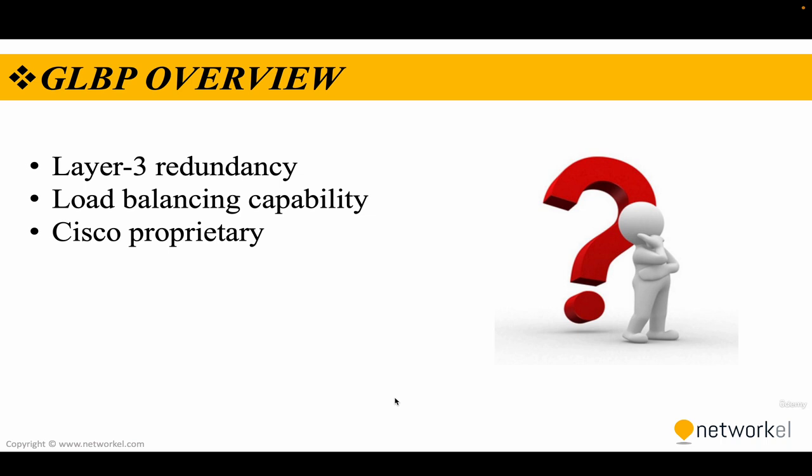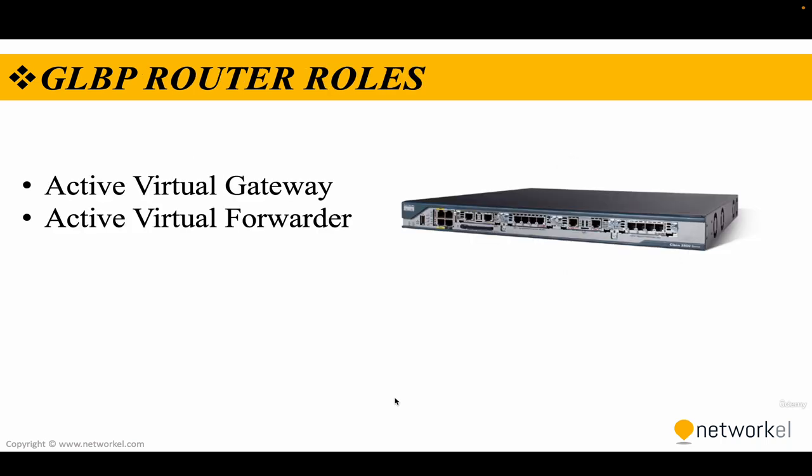So the versions of the protocol are GLBP version 1 and GLBP version 2, which adds IPv6 support. GLBP defines specific roles for routers participating in the protocol to achieve redundancy and load balancing.